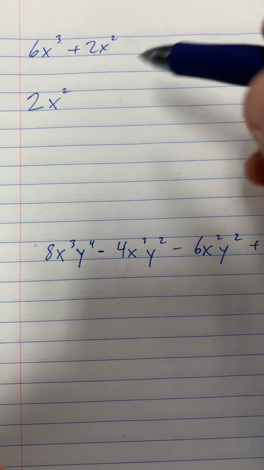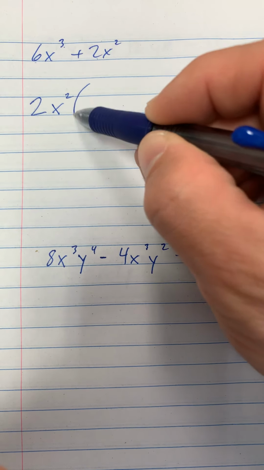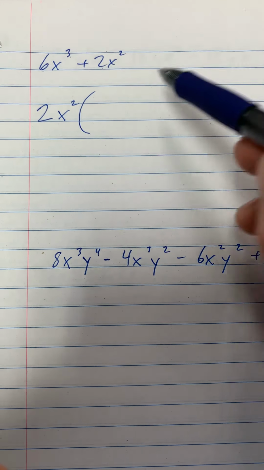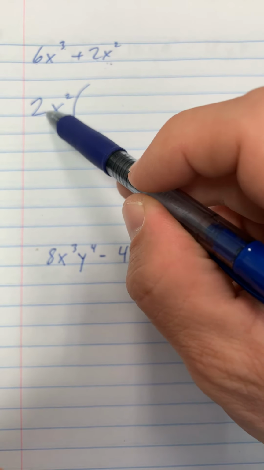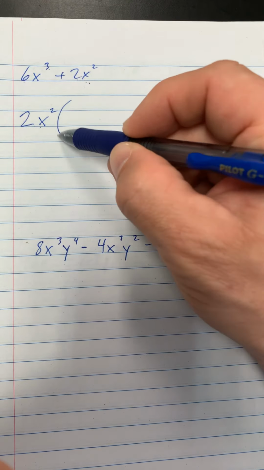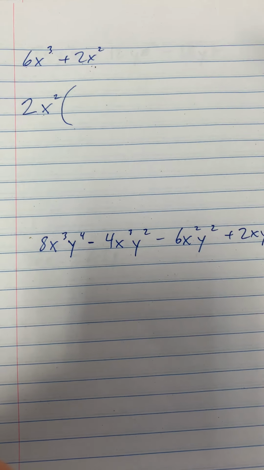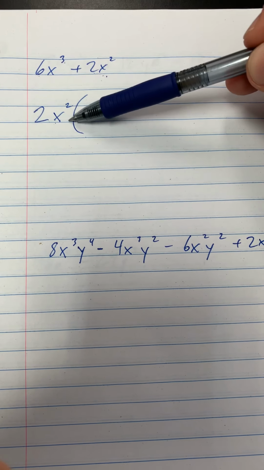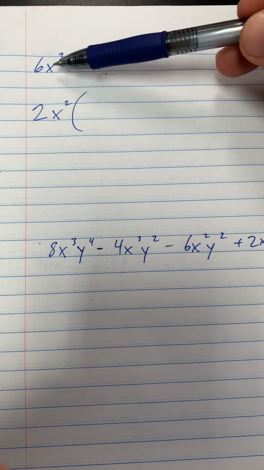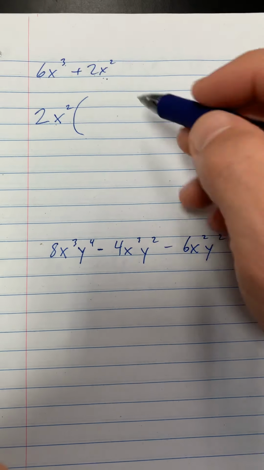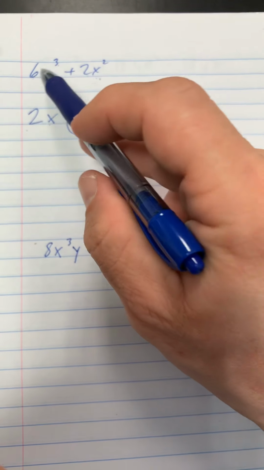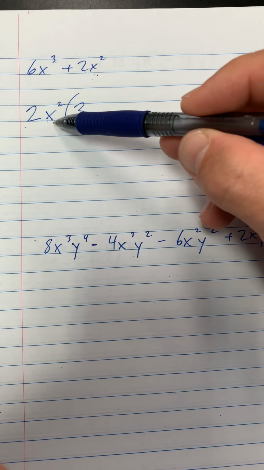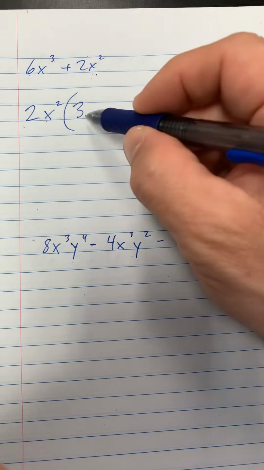So now the way I'm going to factor this: once I figure out what the greatest common factor is, I write it here and then I put a parentheses. Now, here's what I'm going to ask myself. 2x squared times what gives me 6x cubed? That's going to be 3. So 2 times 3 gives me 6. And then x squared times what gives me x cubed? Well, x.